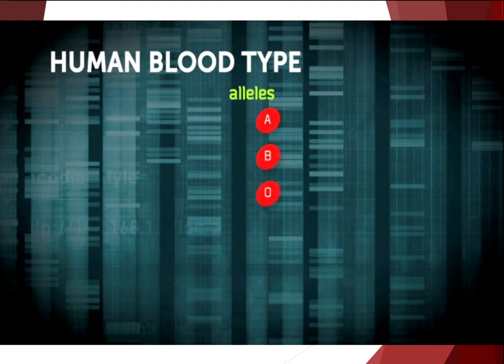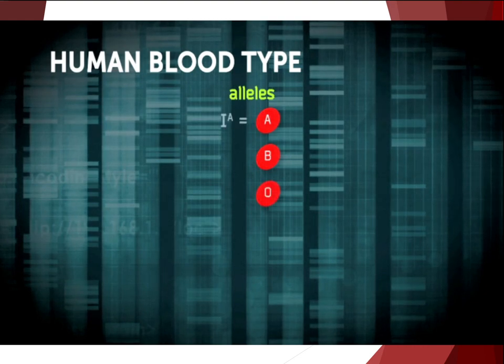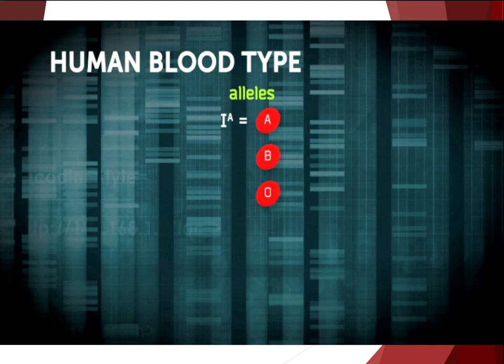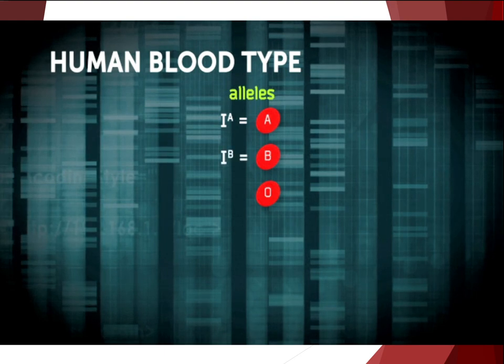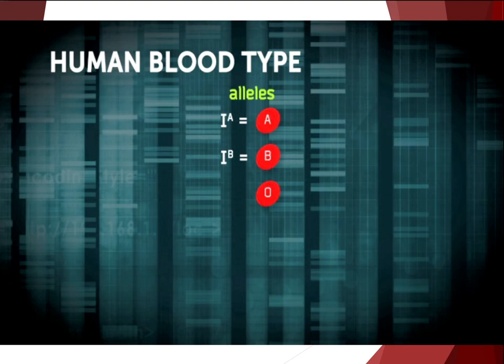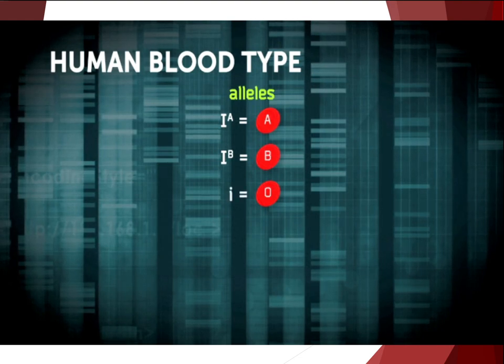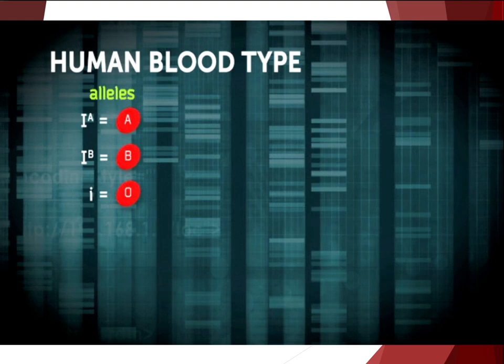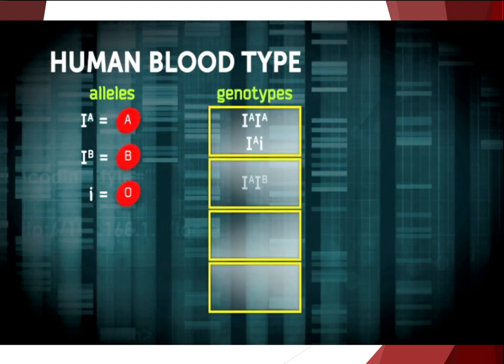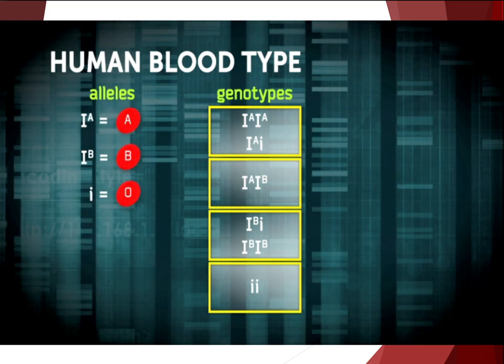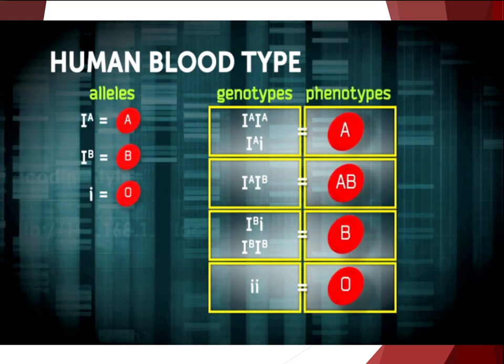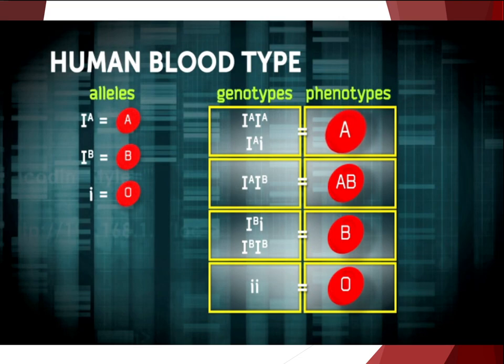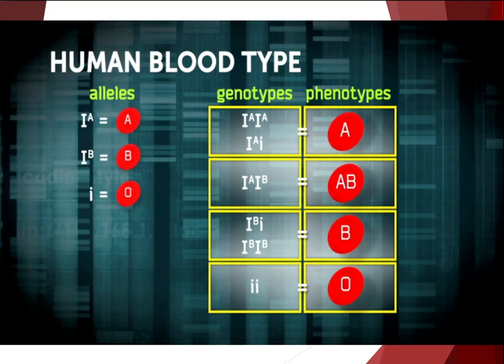The ABO gene has three alleles: uppercase I type A, which codes for type A blood, uppercase I type B, which codes for type B blood, and lowercase i, which codes for type O blood. Thus, we can see that these three alleles have six possible genotypes, and these six genotypes result in the four different phenotypes which represent the four blood types: A, B, AB, and O.